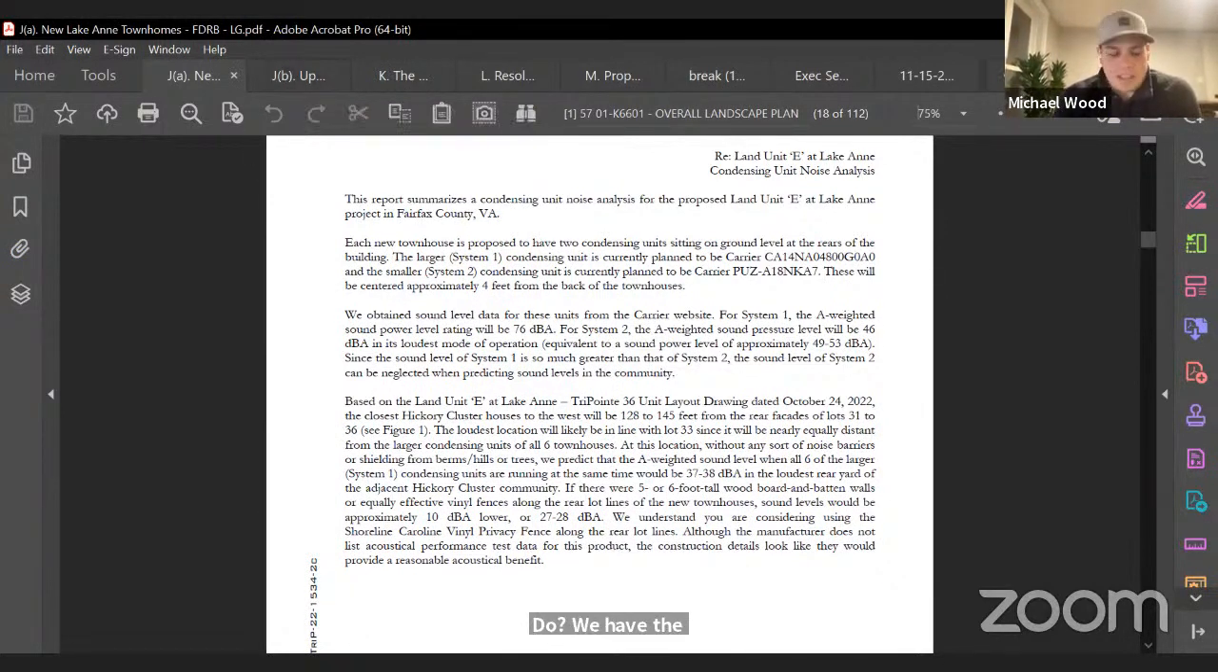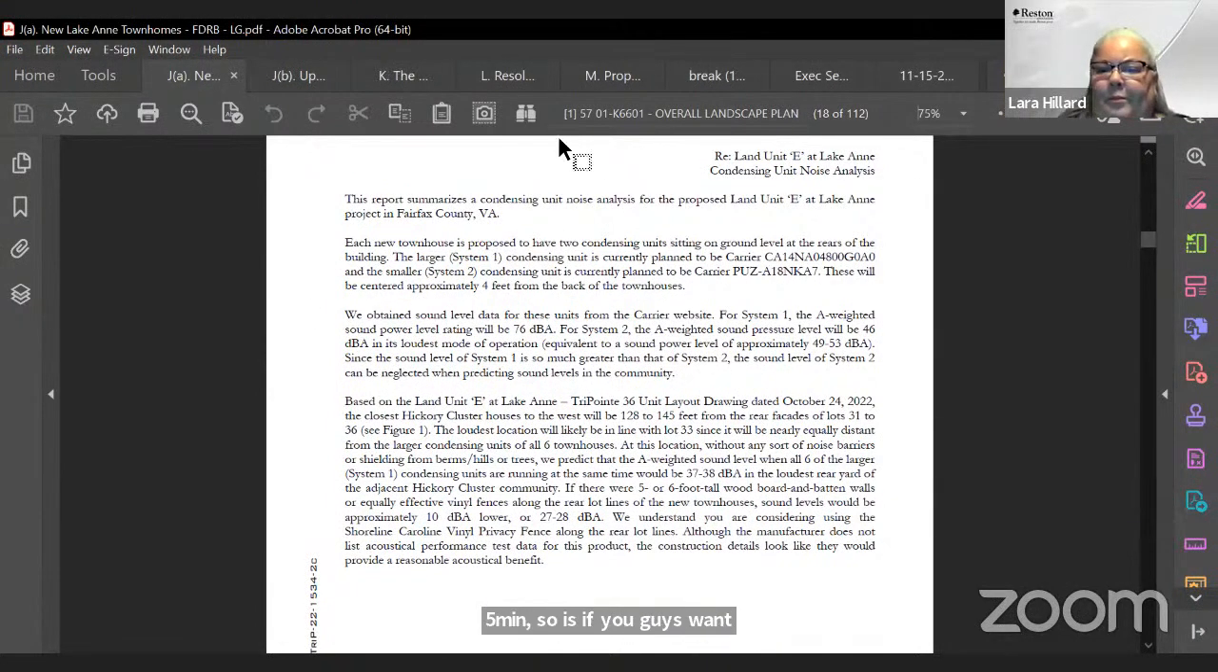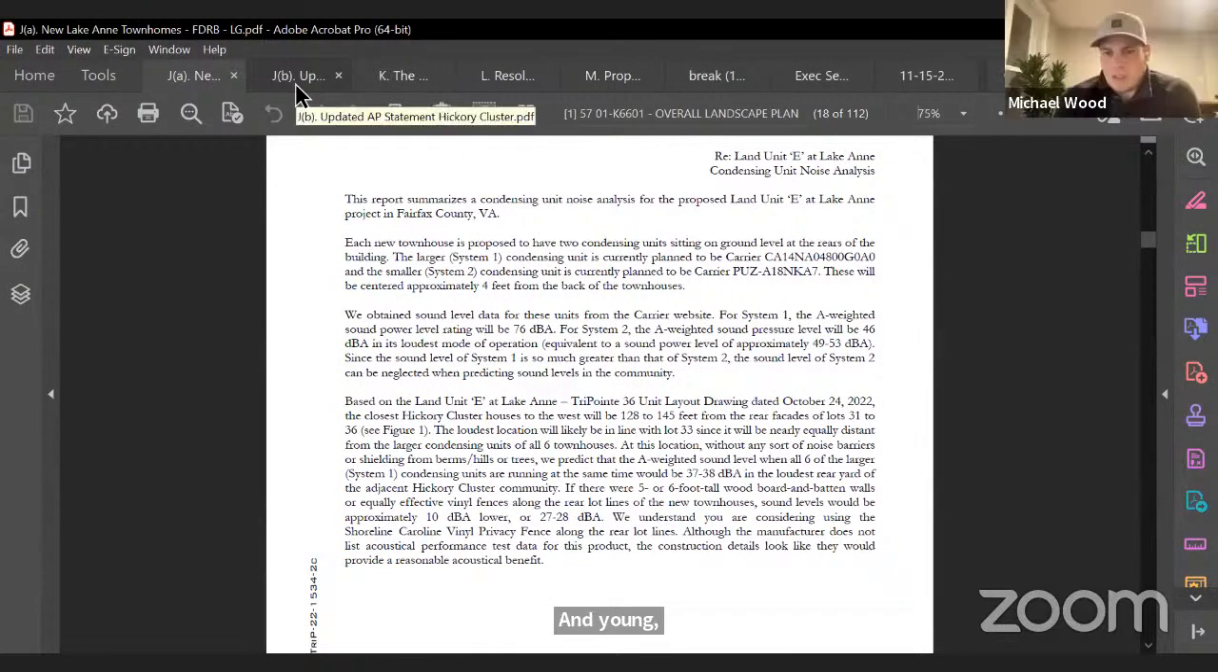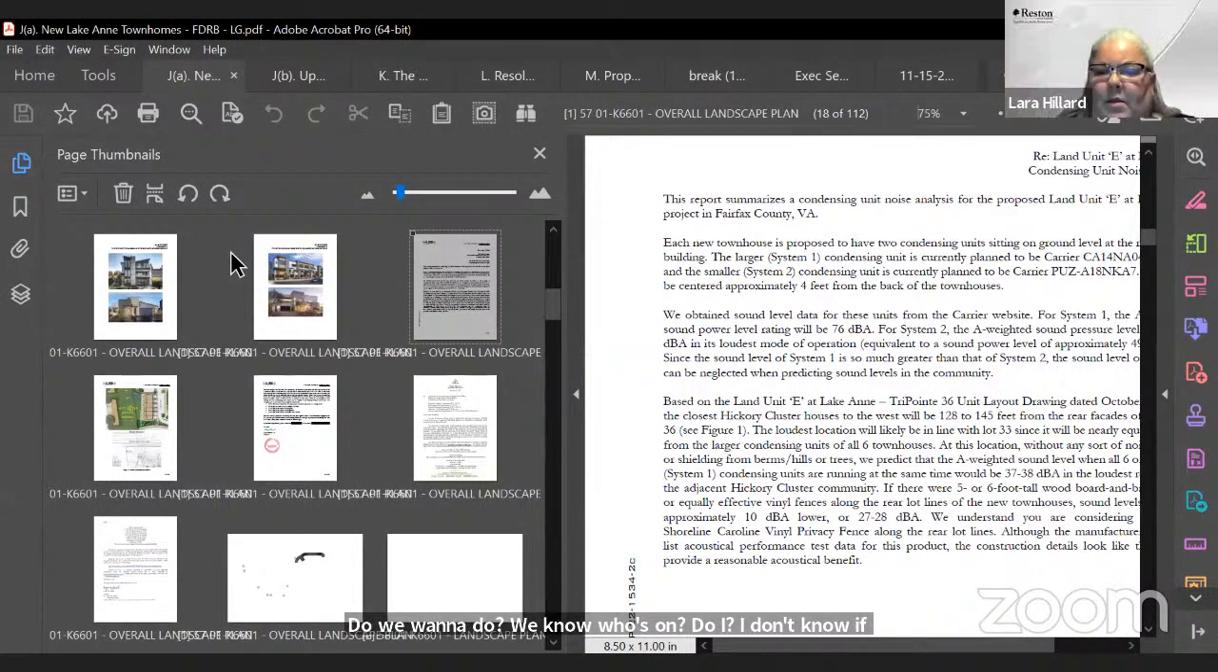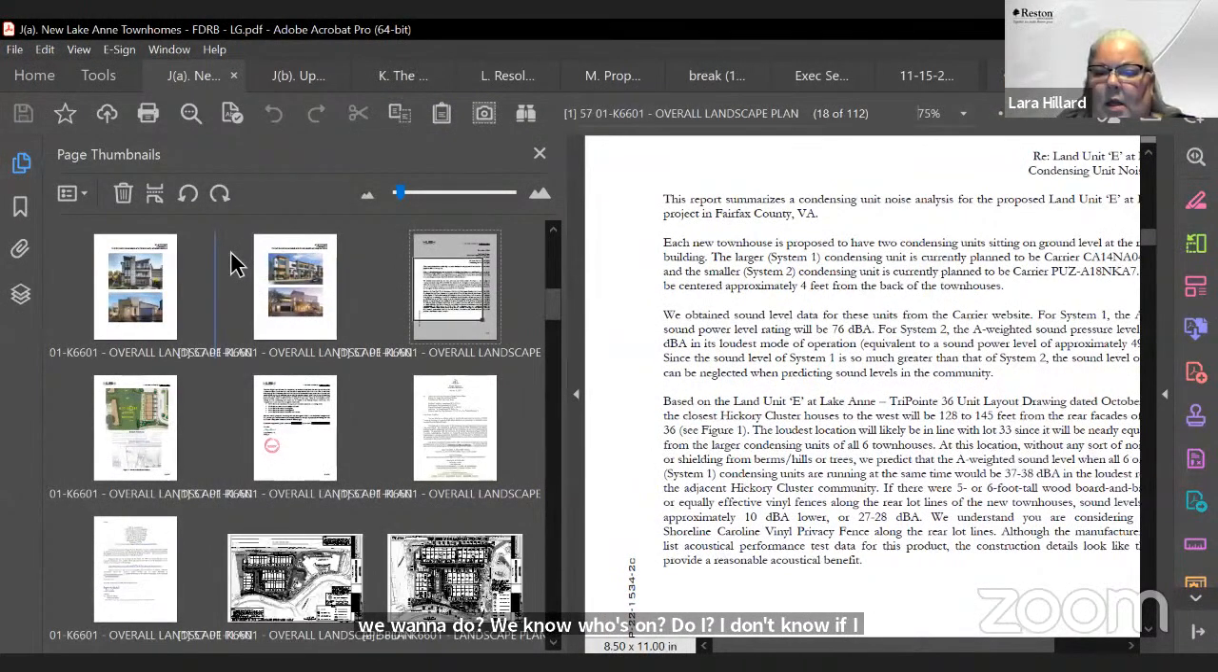Just a reminder for affected parties, you have 3 minutes to state your case. If you're representing a group or a cluster, you have 5 minutes. So is Anne Young Green. Do we know who's on? I don't know if I want to go through a whole list. Yes, we have the two that are on. Okay, great. Anne Young Green, asking her to unmute.